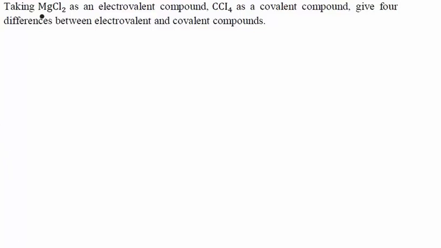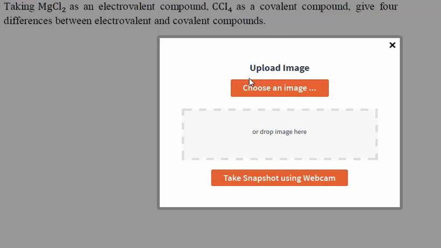Okay, so look at this question. Taking MgCl2 as an electrovalent compound and CCl4 as a covalent compound, give four major differences between electrovalent and covalent compounds. I'm giving you the four differences first, and then I will explain them one by one.